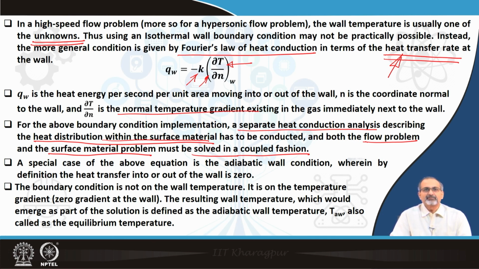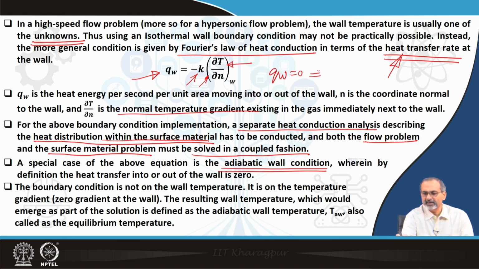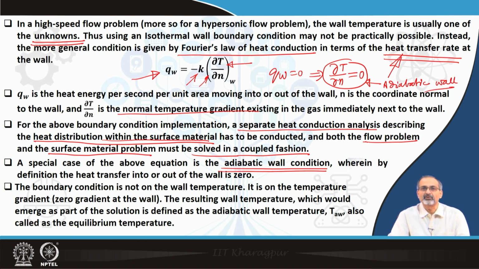A special case of the above equation is the adiabatic wall condition, wherein by definition the heat transfer into or out of the wall is 0, which means Q W is 0, and when can that happen? When your temperature gradient goes to 0, and this is basically the condition of an adiabatic wall, a wall which does not allow any heat transfer, because the temperature gradient has gone to 0, there would never be a heat transfer irrespective of whatever thermal conductivity exists.